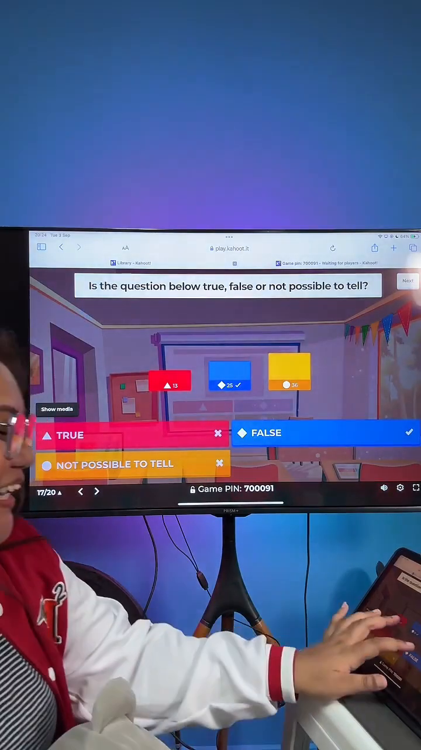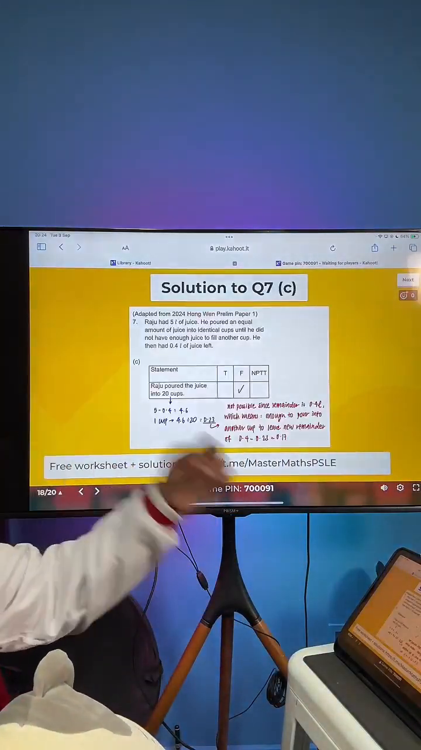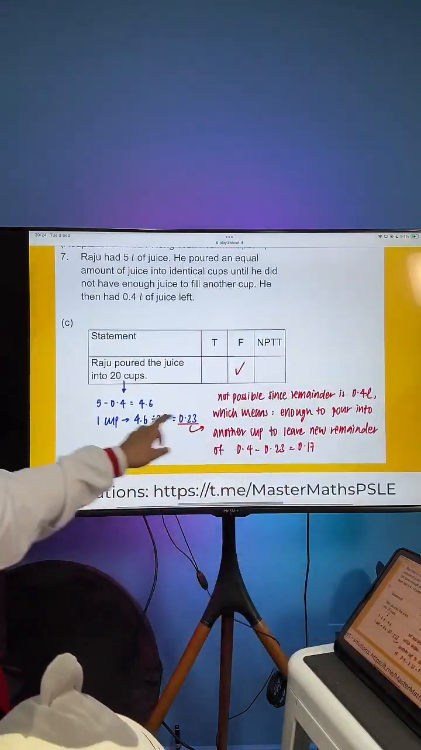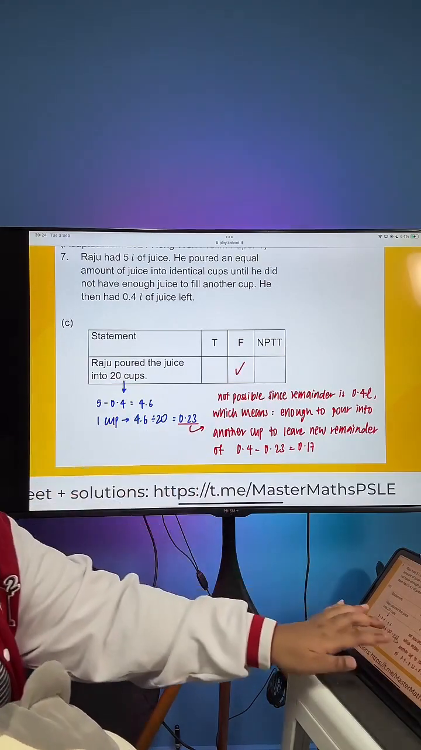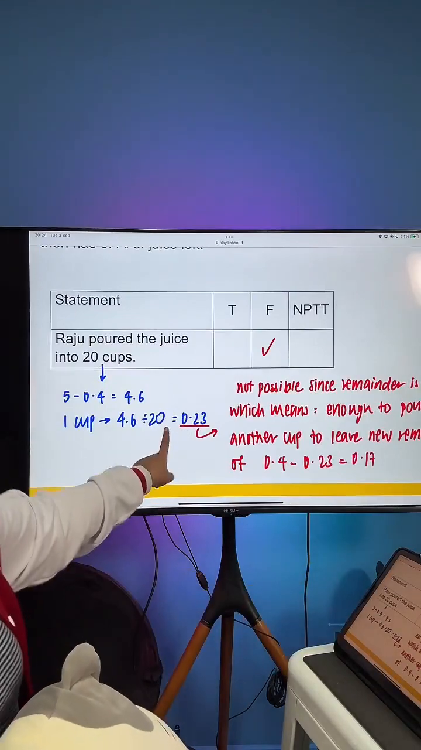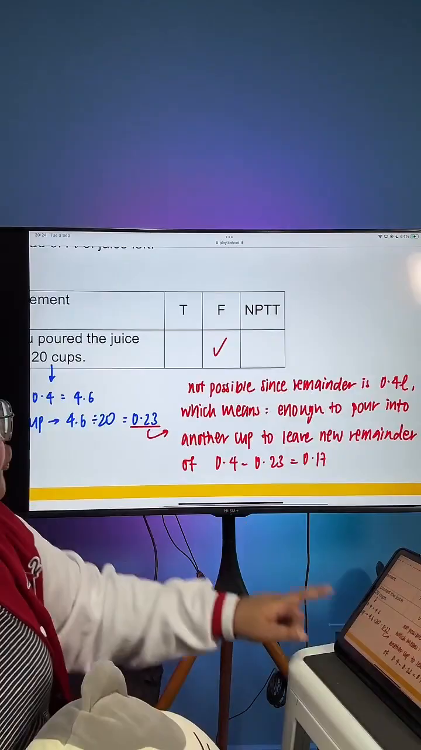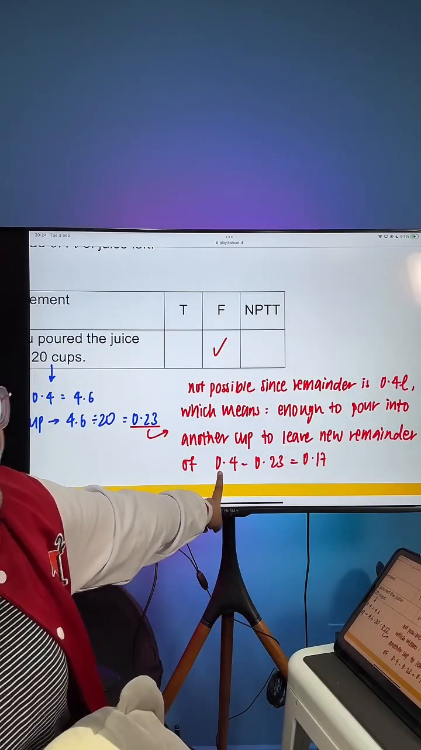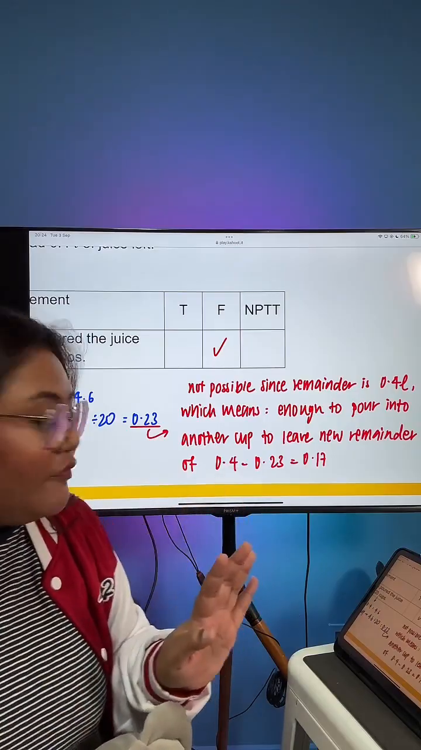Okay, let's see. The correct answer is false. Cannot be, not possible to tell anymore. Let's see why. Well, if I have 20 cups, that means 1 cup is 4.6 divided by 20, which is 0.23. But this cannot be possible. Why? Because if it's 0.23, then my 0.4 balance can pour into another cup, isn't it? I won't have balance 0.4 anymore.